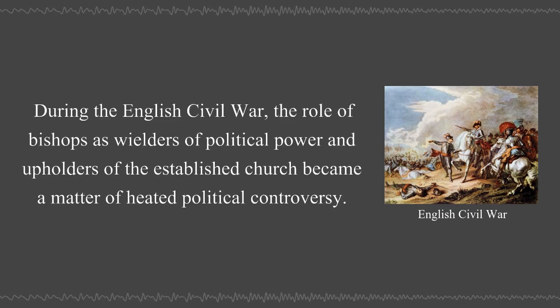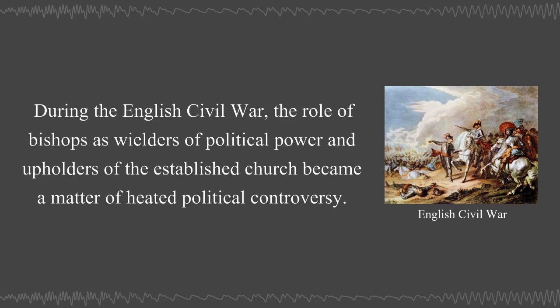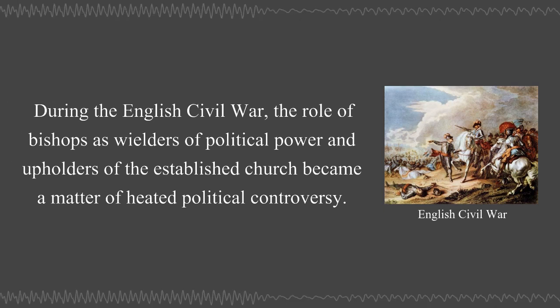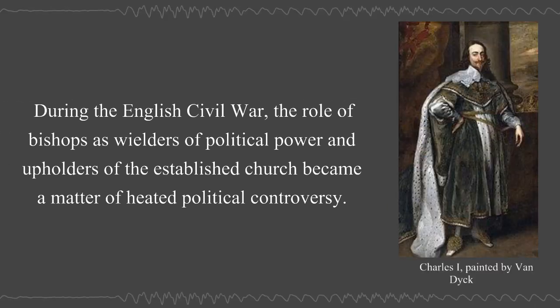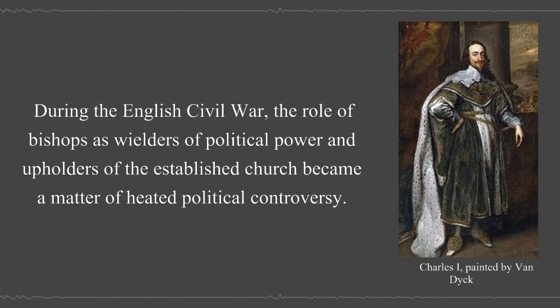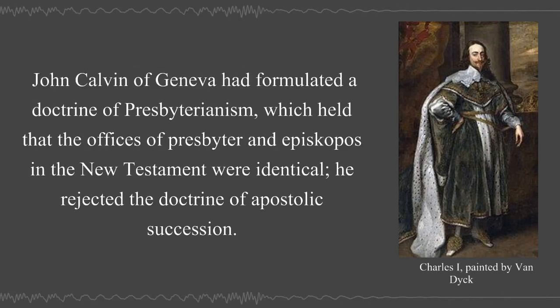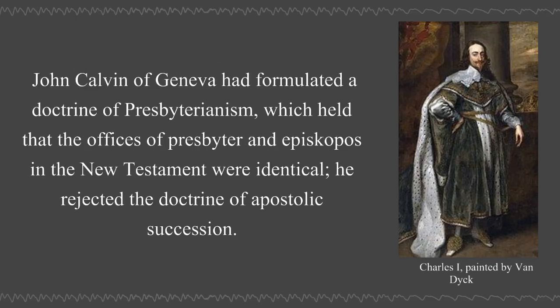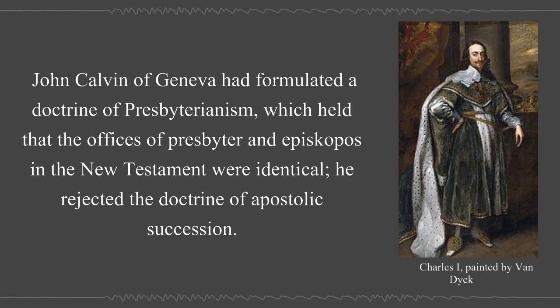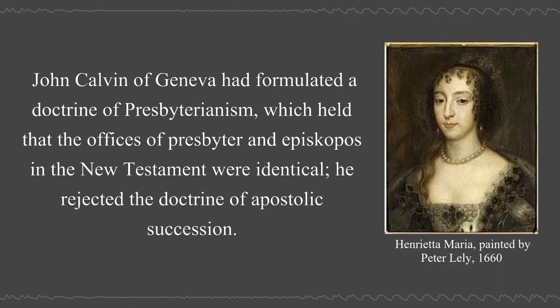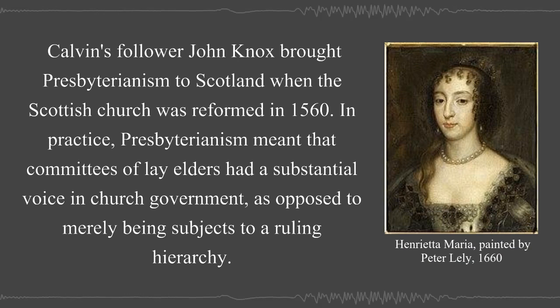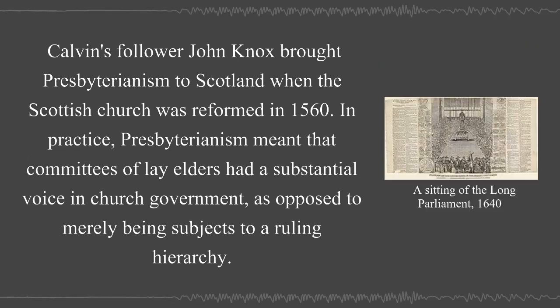During the English Civil War, the role of bishops as wielders of political power and upholders of the established church became a matter of heated political controversy. John Calvin of Geneva had formulated a doctrine of Presbyterianism, which held that the offices of presbyter and episcopos in the New Testament were identical. He rejected the doctrine of apostolic succession. Calvin's follower John Knox brought Presbyterianism to Scotland when the Scottish Church was reformed in 1560.